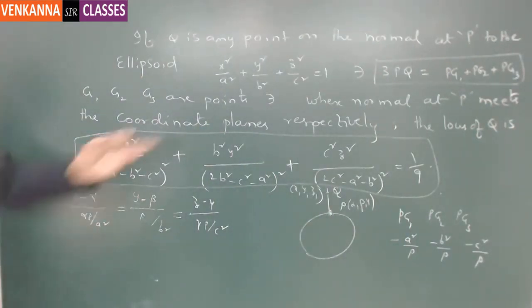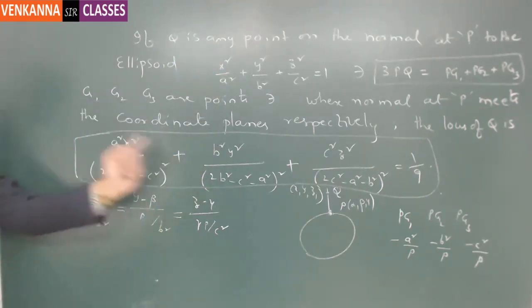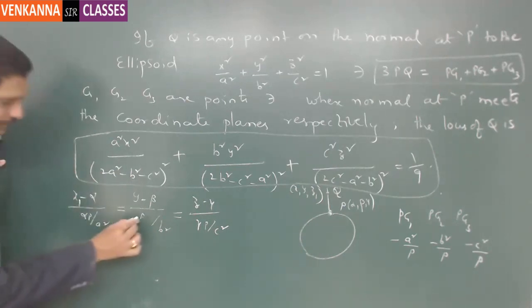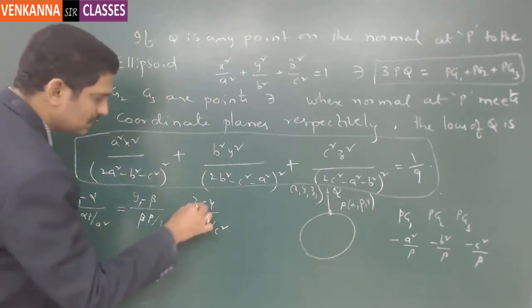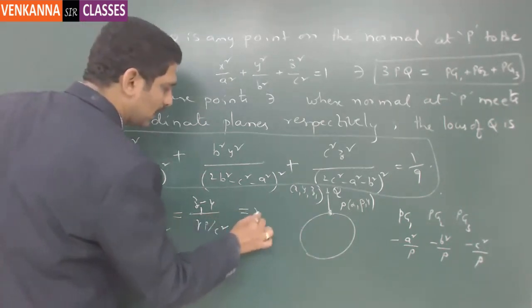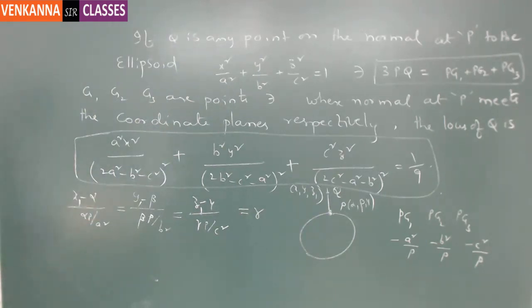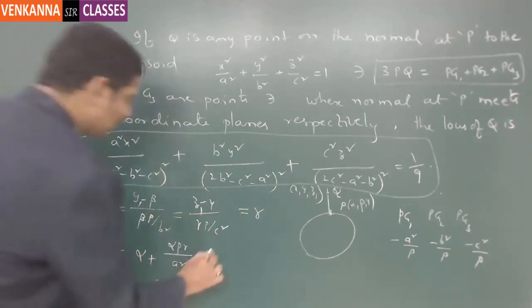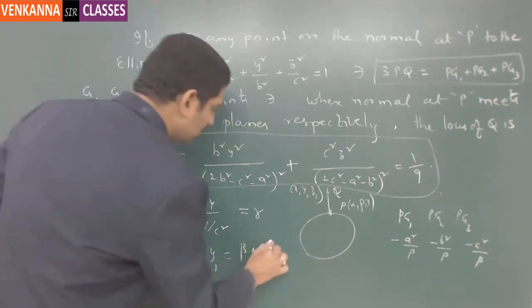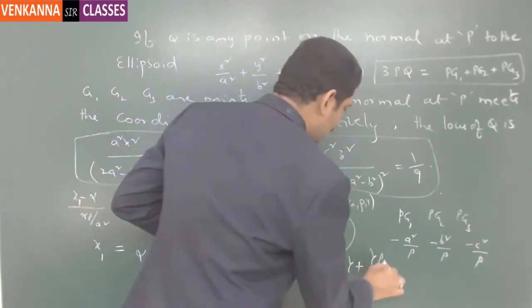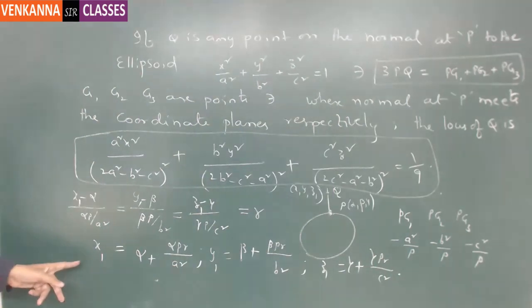Okay? So, the point Q is on the normal. So, in the normal equation, in place of x, y, z, I am substituting the point. So, (x1 minus alpha) by this, (y1 minus beta) by this, (z1 minus gamma) by this, because the point lies on the normal. You take that this is equal to R. So if you equate the values, we will get that x1 equals alpha plus alpha PR by a square, y1 is equal to beta plus beta PR by b square, and z1 is equal to gamma plus gamma PR by c square. These are the respective coordinates for the point Q.